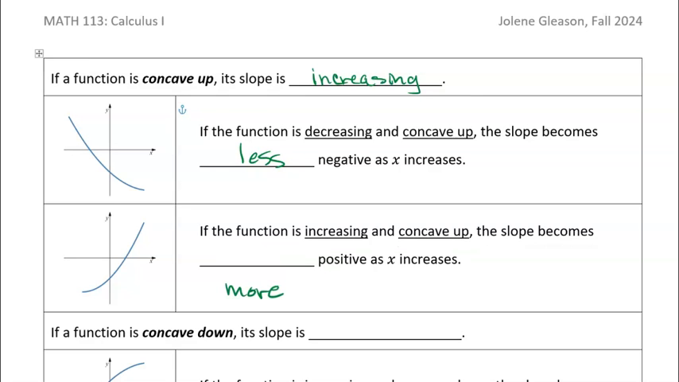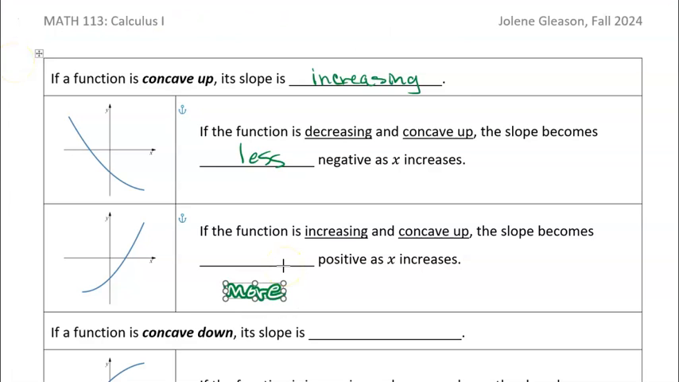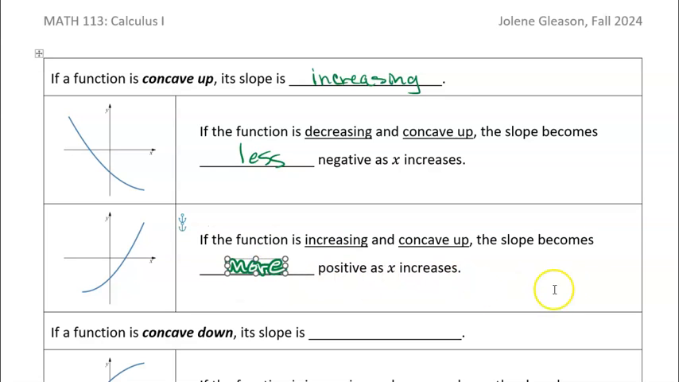If a function is decreasing and concave up, the slope becomes less negative. It's negative, but it becomes less negative, because it's increasing. And then this next one, we have a curve that is increasing and concave up. And so the slope is increasing and it's positive, so it's becoming more positive. It's increasing, but it's positive, and to increase, it's just got to become more positive.